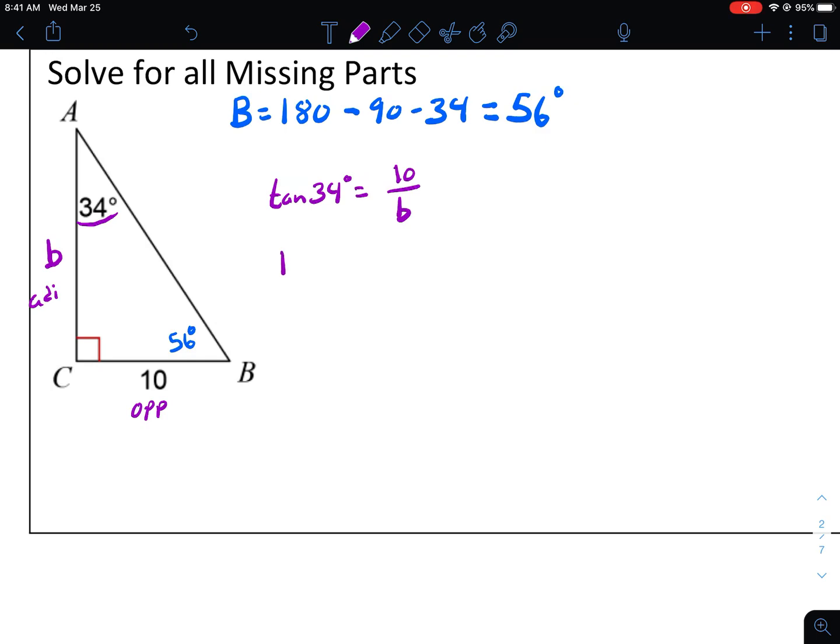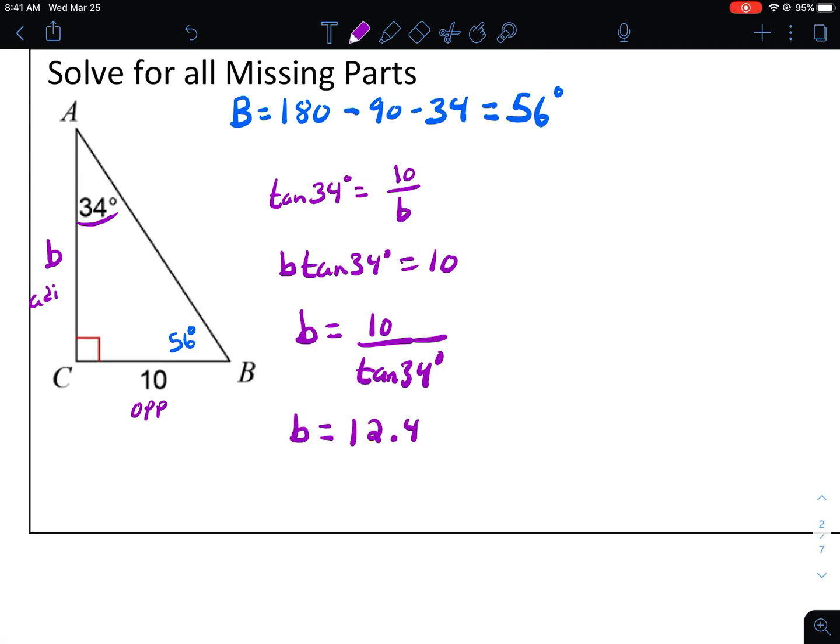So I'd multiply B to the other side, so that way it's out of the denominator, I can solve for it. And then I would divide by tangent, so B would equal 10 divided by tangent of 34. And I would get B. So side B, in this case, is going to equal 12.349.